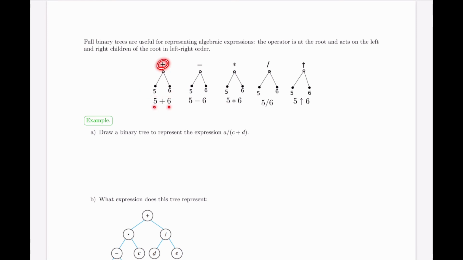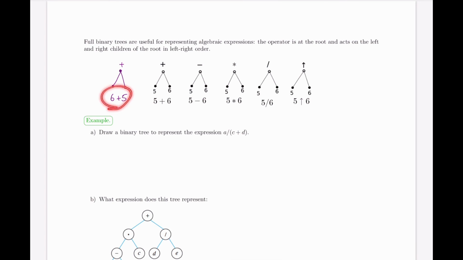And then the children are going to be the numbers that we operate on, and the order here is important. The left child is going to be the first number that we apply the operation to, and the right child is going to be the one on the right, okay? So here we read 5 plus 6. If I wanted 6 plus 5, I would have to build my tree in that order. So notice that the left and the right child are flipped.